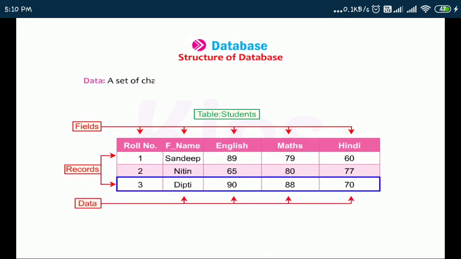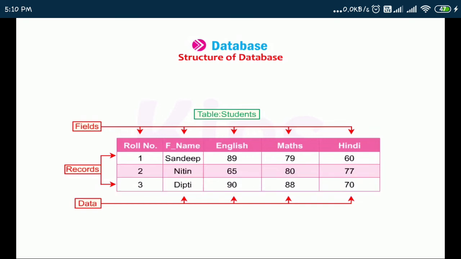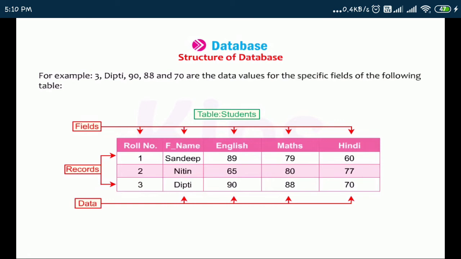Data. A set of characters that represents a valid value is known as data. For example, 3, Dipti, 90, 88 and 70 are the data values for the specific fields of the following table, students.